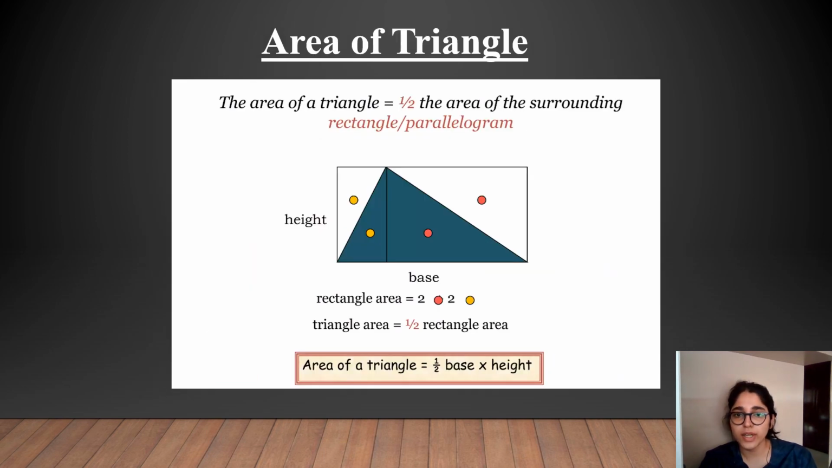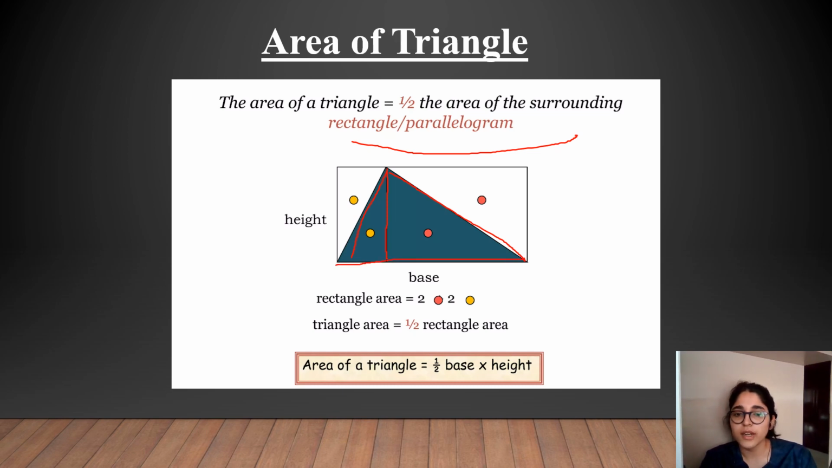Now let us go to the next one, which is the area of a triangle. The area of a triangle is half the area of the surrounding rectangle or parallelogram. Why is it said so? Over here we observe that if I take this as a rectangle, and this becomes my half, which is my height, this is my triangle, this entire complete triangle. So this is my height and I have a base over here.